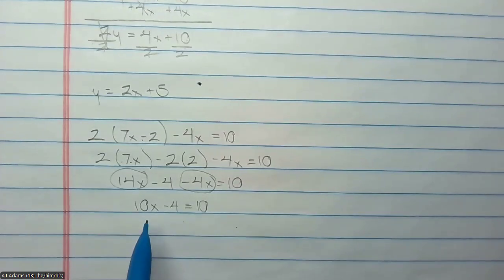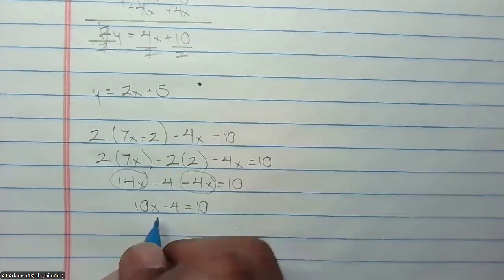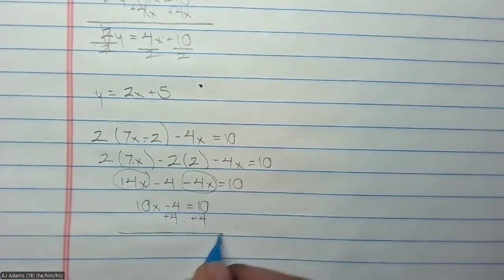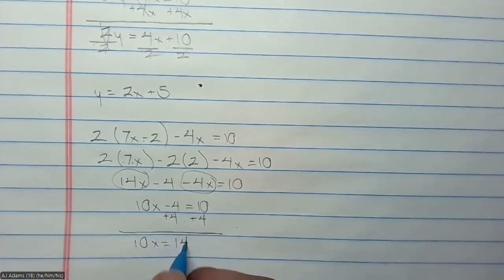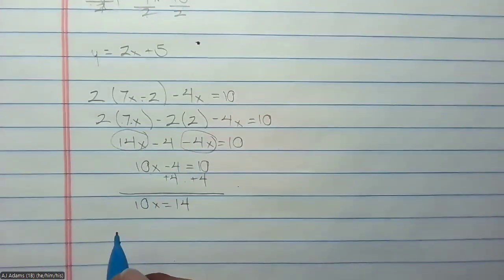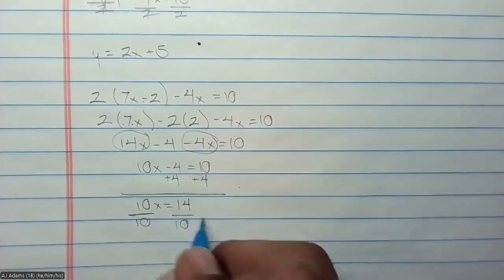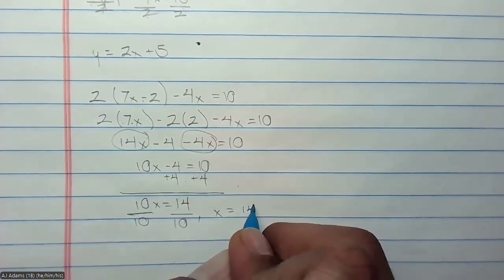We want to get the x term by itself because we're trying to find out what x equals. So we're going to add 4 to both sides. 10x equals 14. And now we can divide each side by 10 to get x by itself. And we'll get x is equal to 14 over 10.